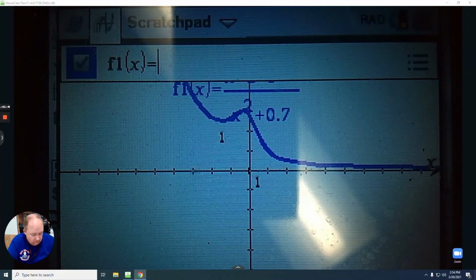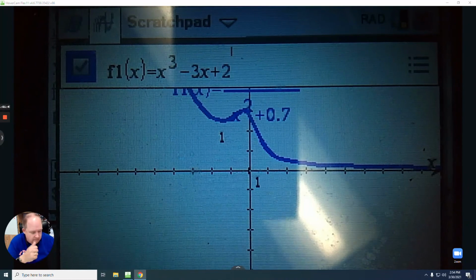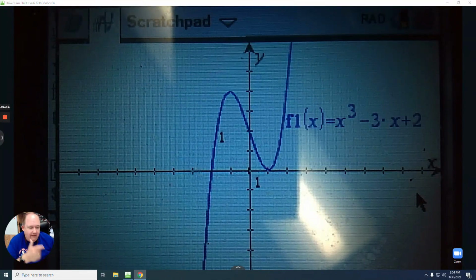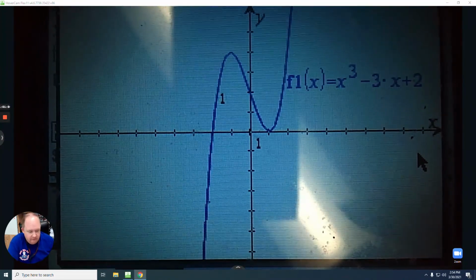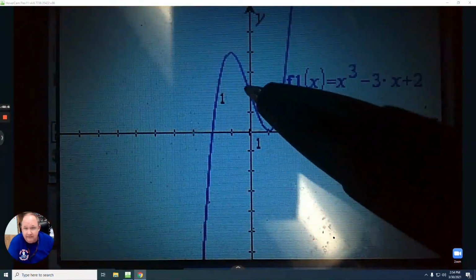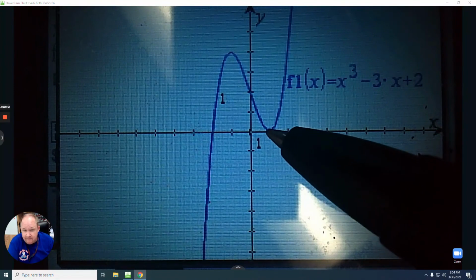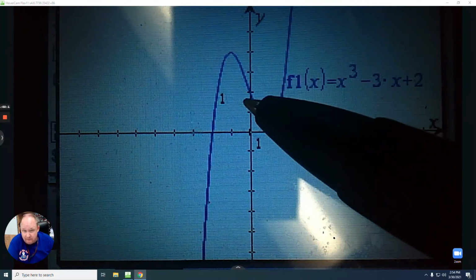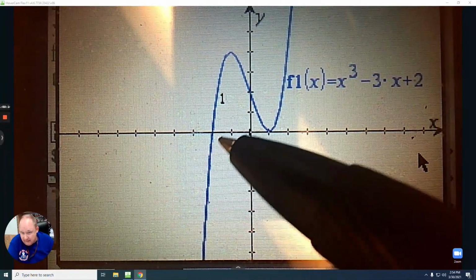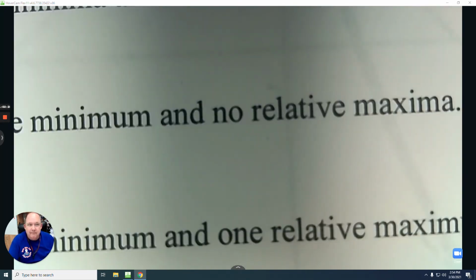So it is x cubed subtract 3x plus 2. And then if I look here, this is the derivative. It goes from negative to positive. So there's a minimum, negative to positive. It never crosses the other way. It only touches. So there's a point of inflection there, but there's no relative extremum because it stays positive. It touches and stays above. So we only have one relative minimum, and that's it by looking at the graph. That answer is B. One minimum, no maximum.